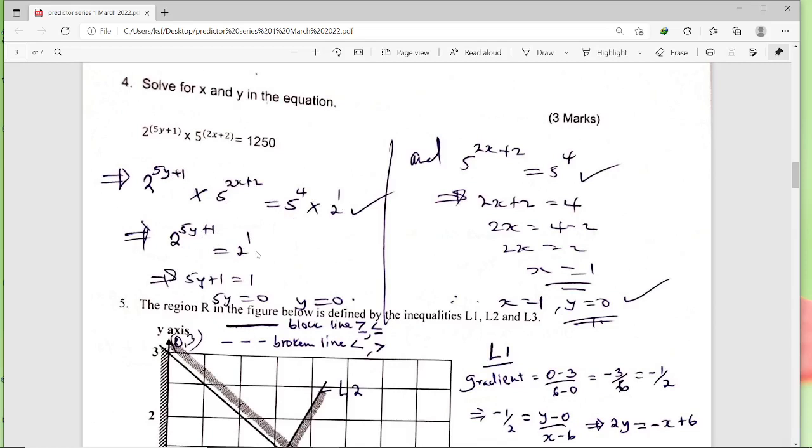Therefore, if the bases are the same, the powers are the same. And therefore, 5y plus 1 equals 1. So we take this to the other side, it will be 5y equals 0, and therefore y equals 0.